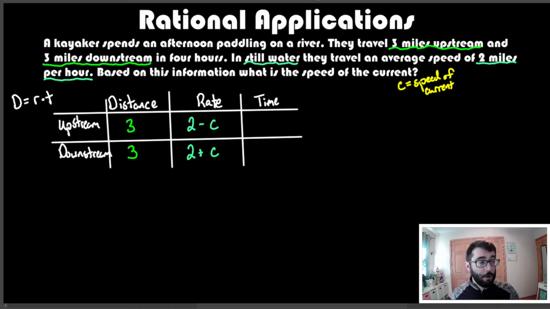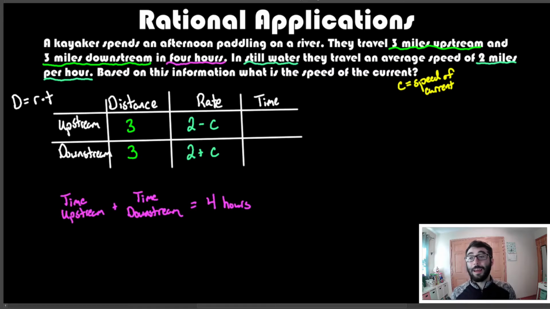Now, the next part is a little bit trickier when we talk about time. Well, they gave us one really big key piece of information in regards to time, and it's that they traveled 3 miles upstream and 3 miles downstream in 4 hours. So if we take how long they spent going upstream and add it to how long they spent going downstream, that should be equal to 4 hours. Do not think that it's 2 hours each and evenly split it, because that shouldn't make sense. It should take longer for them to travel upstream than downstream, right? Because they're fighting the current instead of getting help from the current.